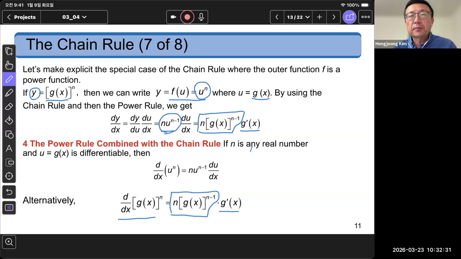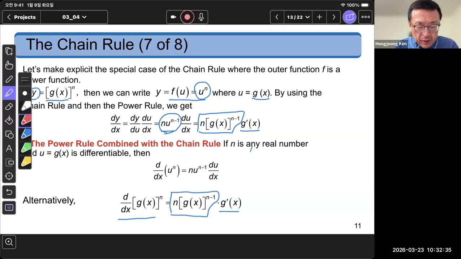by g prime. And many students every year make a mistake with this g prime part. So whenever you have this power of a certain function, or in other words, when you apply the chain rule, you must multiply the derivative of the inner function, g prime. So please remember this.